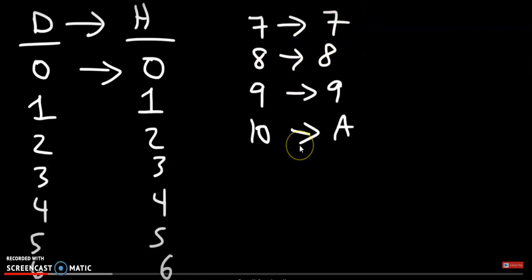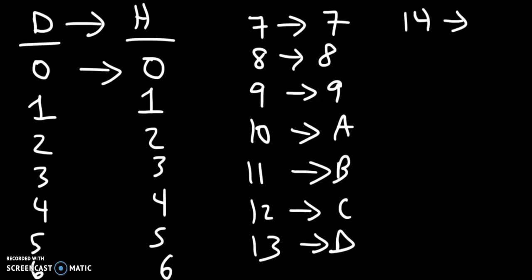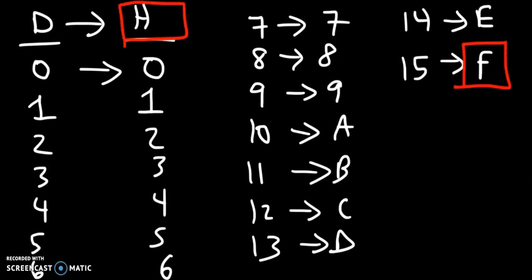10 is indicating the A in the hexadecimal, and also 11 is indicating the B. 11 means that is the decimal, and decimal 12 indicating C, 13 indicating D in the hexadecimal, and also 14 is indicating the E. 15 is indicating the F. So these are the hexadecimal, all the hexadecimal's equivalent decimal values.